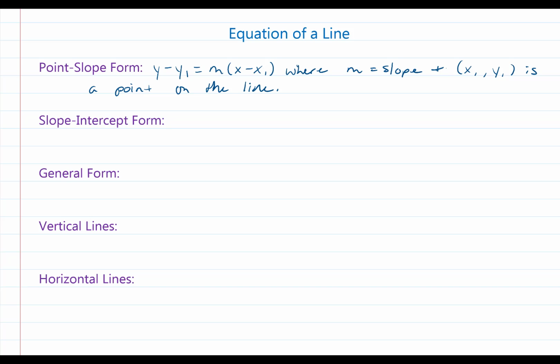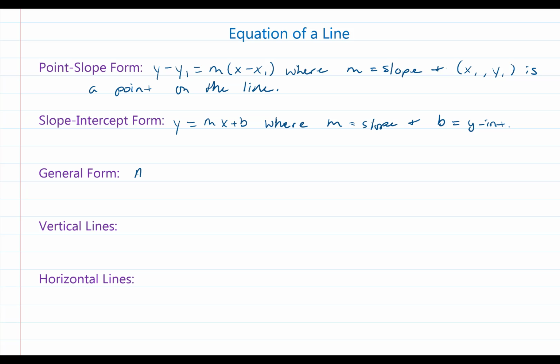Slope-intercept, which is probably our most common or most memorized form, is y equals mx plus b, where m is your slope and b is the y-intercept of that line. So it's where the line intersects or crosses the y-axis.